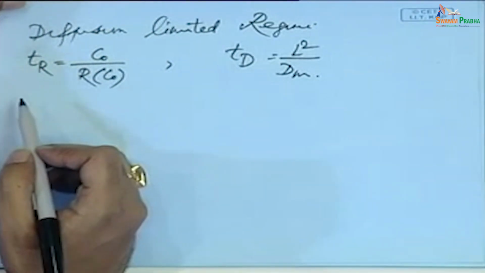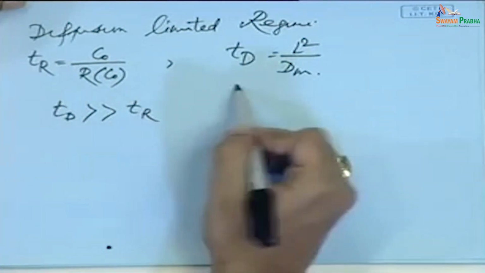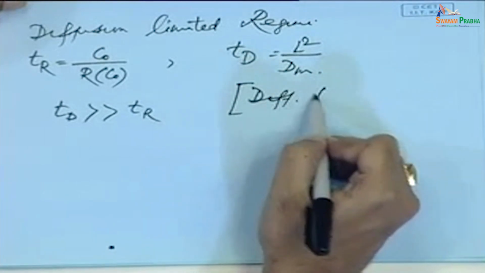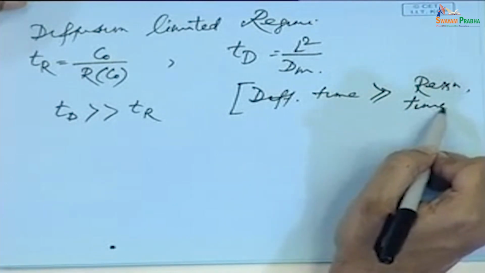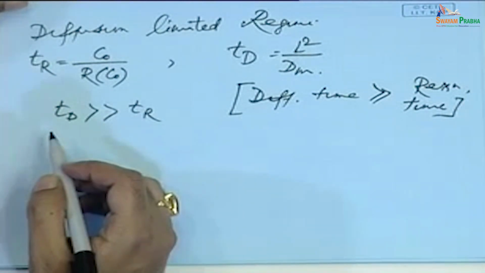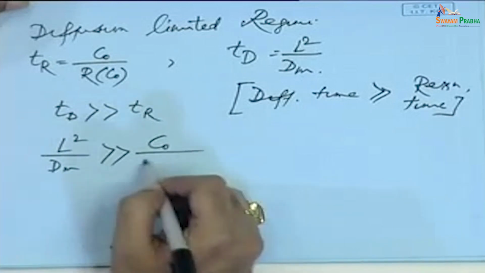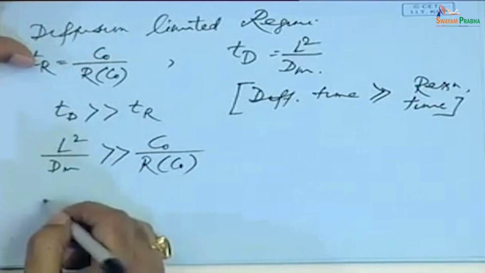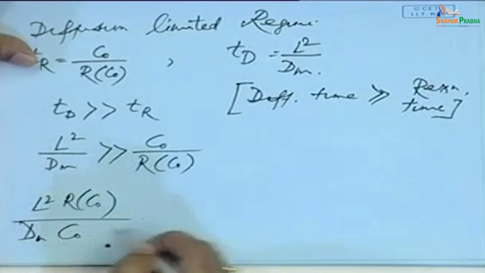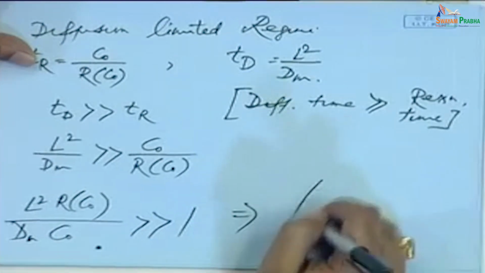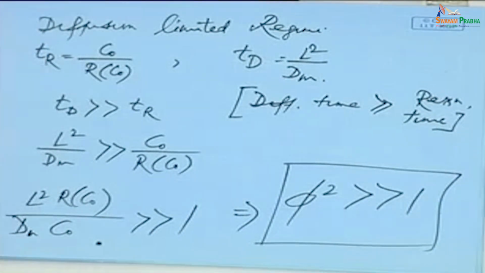In the diffusion limited regime, what does it mean that diffusion is limiting, right? It means that TD is much greater than TR, or diffusion time is much greater than reaction time, fine. So, L square over dm is much greater than C naught over R C naught, or L square R C naught over dm C naught is much greater than 1, which implies phi square is much greater than 1. Okay.